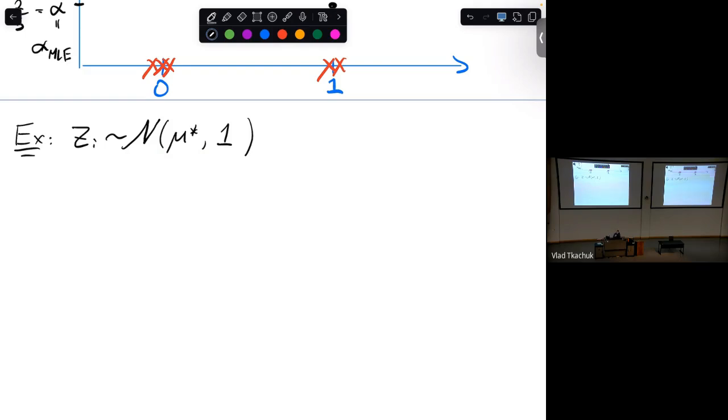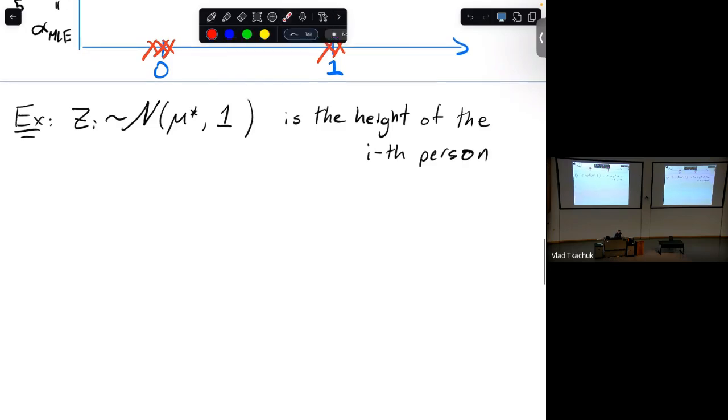And maybe you can think of this like, we had a coin before. Now let's say this is the height. It turns out the height of people seems to be normally distributed. So this is the height of the ith person. And this will be the rolling example we go with for the continuous case: height of people.